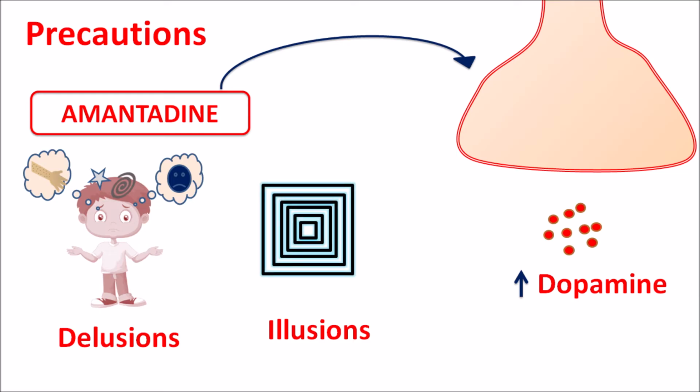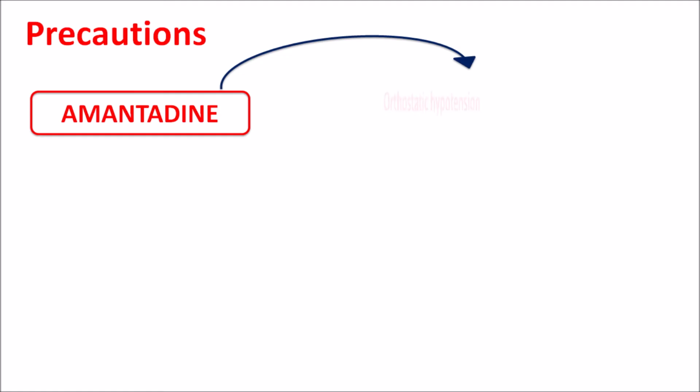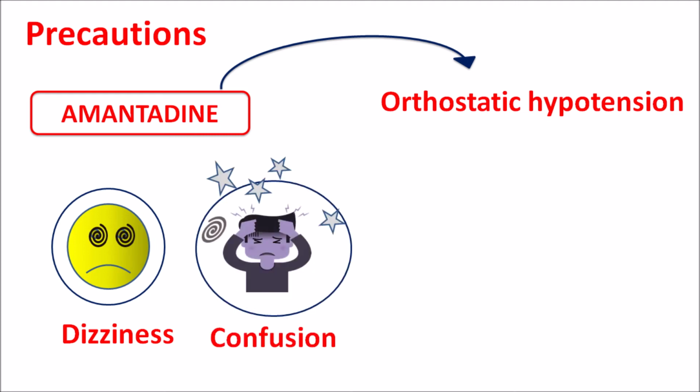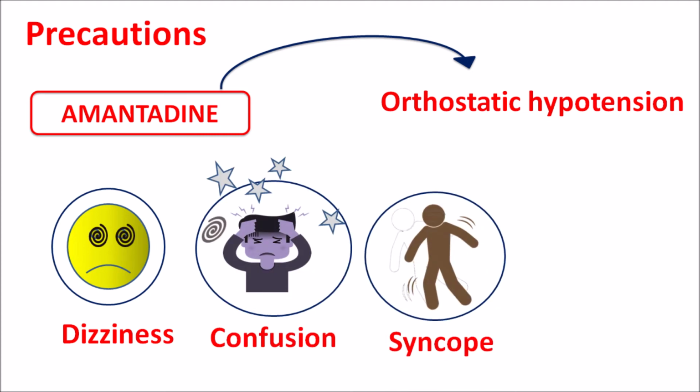All these symptoms can be observed with Amantadine as it increases dopamine levels within the CNS. So, care should be taken, and any development of psychotic symptoms on long-term use of this drug should be closely monitored. Similarly, this drug can increase orthostatic hypotension, resulting in dizziness in the patients. Some lightheadedness can be observed, and it can also produce some confusion, syncope, fainting sensation. All these can be observed with the Amantadine.